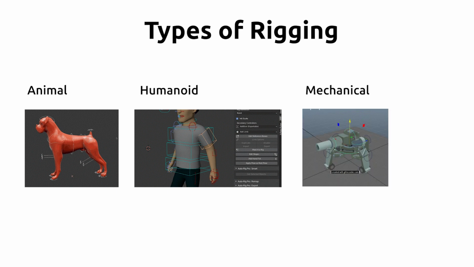Mechanical. Mechanical characters include any non-organic, constructed forms. This can range from robots to vehicles and other machinery. These are often rigid and require a different approach in rigging compared to organic forms. Each of those rigs has their own specialties.